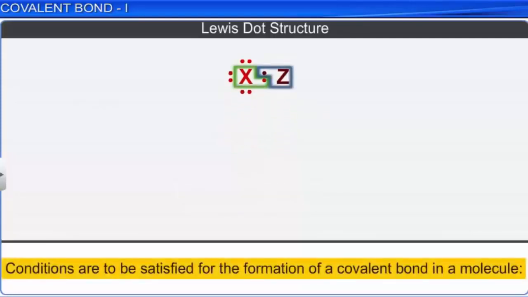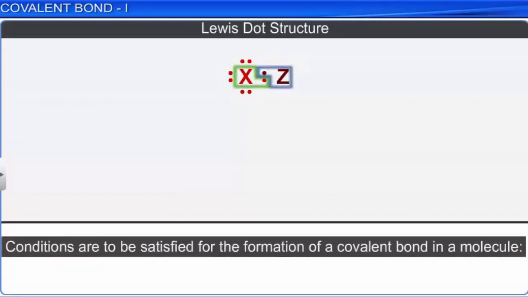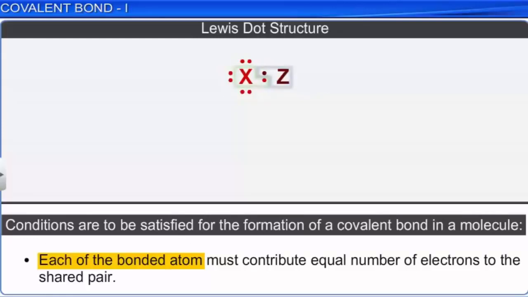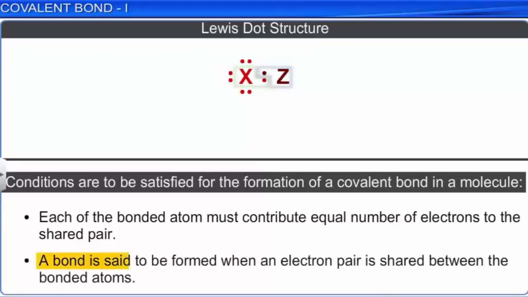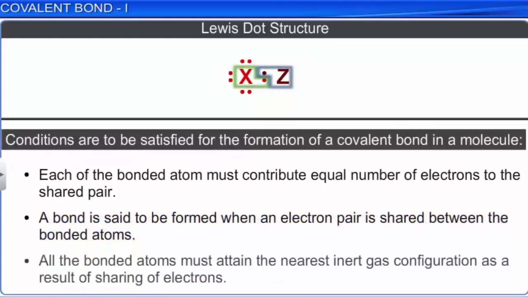The following conditions are to be satisfied for the formation of a covalent bond in a molecule. Each of the bonded atoms must contribute an equal number of electrons to the shared pair. A bond is said to be formed when an electron pair is shared between the bonded atoms. All the bonded atoms must attain the nearest inert gas configuration as a result of sharing of electrons.